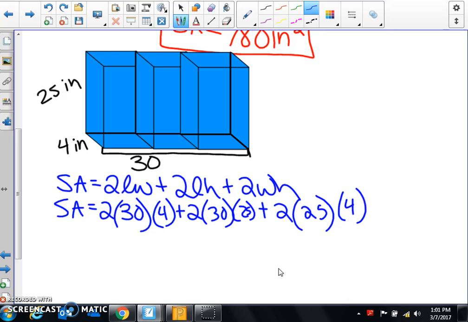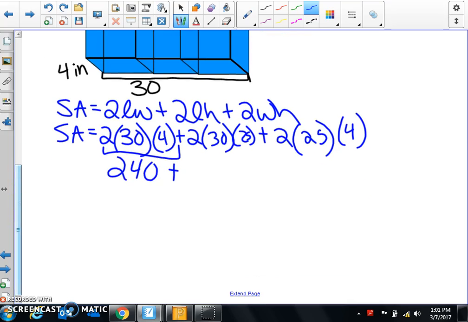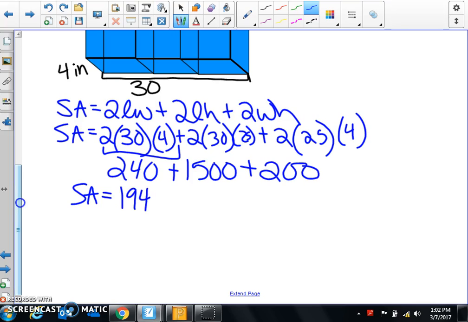All right, so now we calculate. 2 times 30 is 60, times 4 would be 240. Plus 2 times 30 is 60, times 25 is 1,500. Plus 50 times 4 is 200. And then we'd add them all up again. 240 plus 1,500 plus 200 gives us 1940 inches squared.